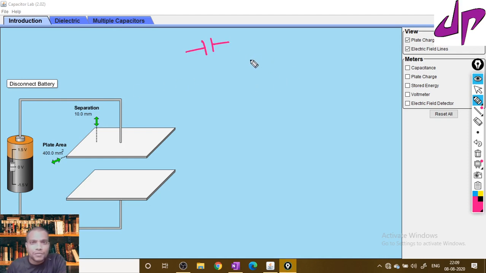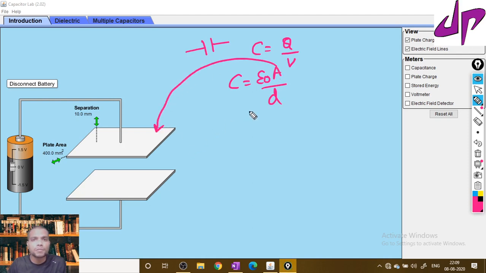Now the capacitance of a capacitor: first we derived capacitance C equal to Q upon V, charge per potential difference, and later we converted this expression in terms of capacitance C equal to epsilon naught A upon D. Here A equals the area of the plate and D equals the separation between the two plates. Epsilon naught depends on the medium between the plates, and we term it as permittivity.